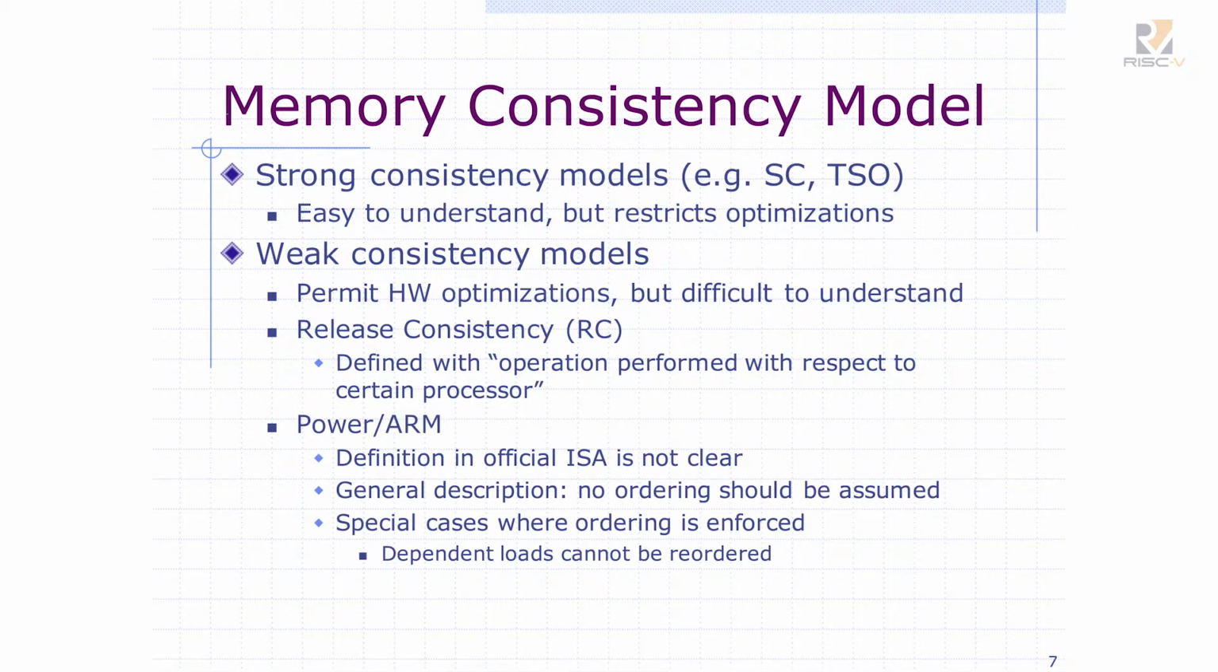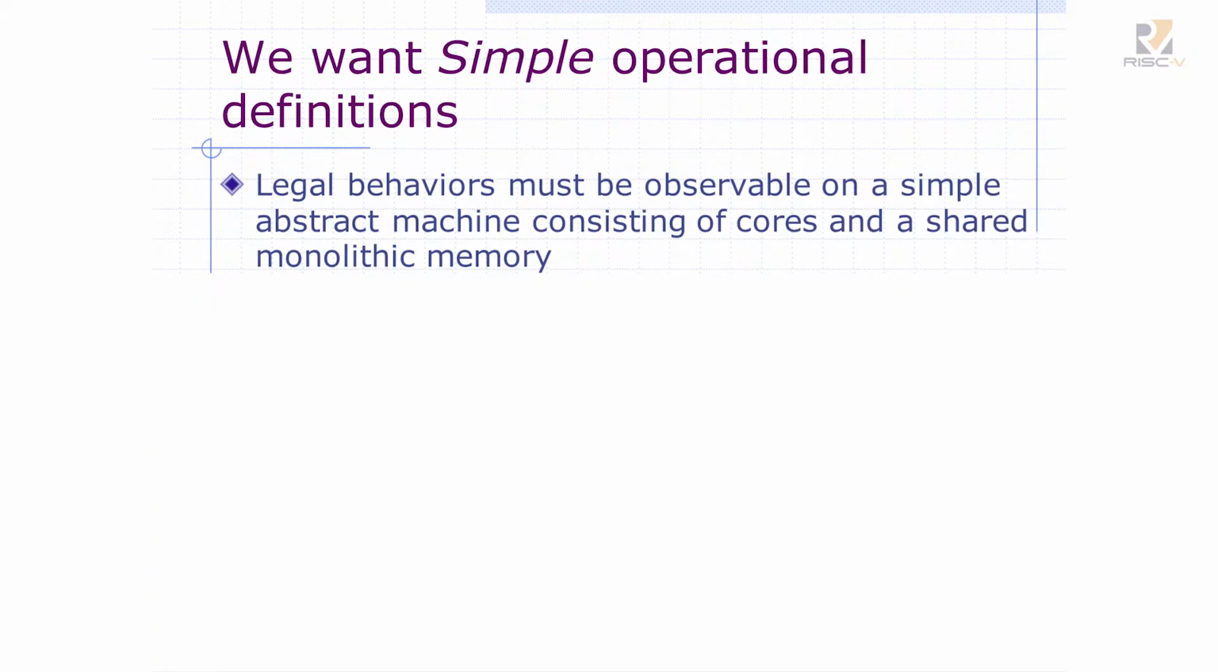And in Power and ARM, they have a very unclear memory model specification in their ISA. It's sort of left to, you can't really assume much except for special cases. So for a formal specification, we really want simple operational definitions. That doesn't imply a simple memory model. It just implies that you have a memory model you can describe in simple terms.